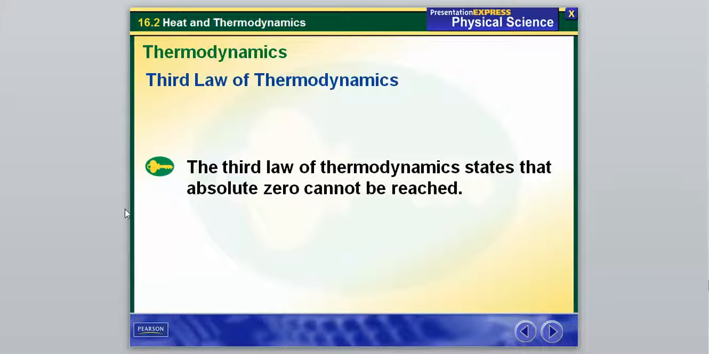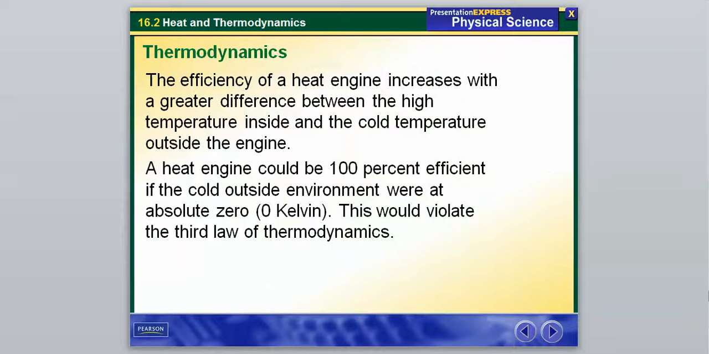So our last law of thermodynamics states that absolute zero can never actually be reached. Absolute zero, if you remember, is 0 kelvins, and that can never be reached. The efficiency of heat engines increases with a greater difference between the higher temperature inside and the cold temperature outside the engine. So a heat engine could be 100% efficient if the cold outside environment were at absolute zero. However, this would violate the third law of thermodynamics.